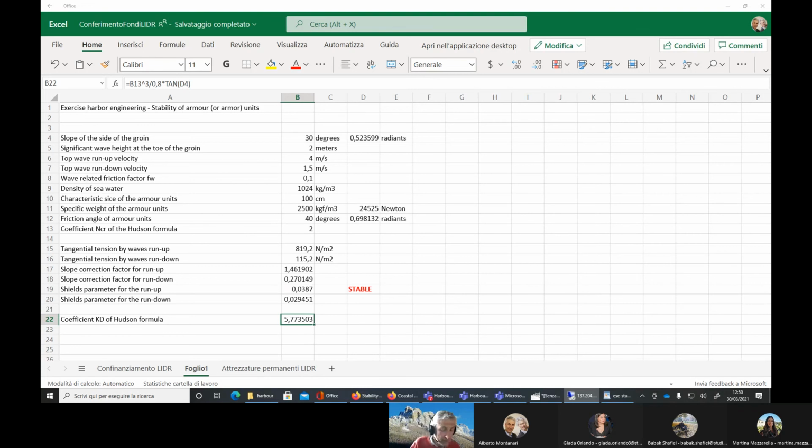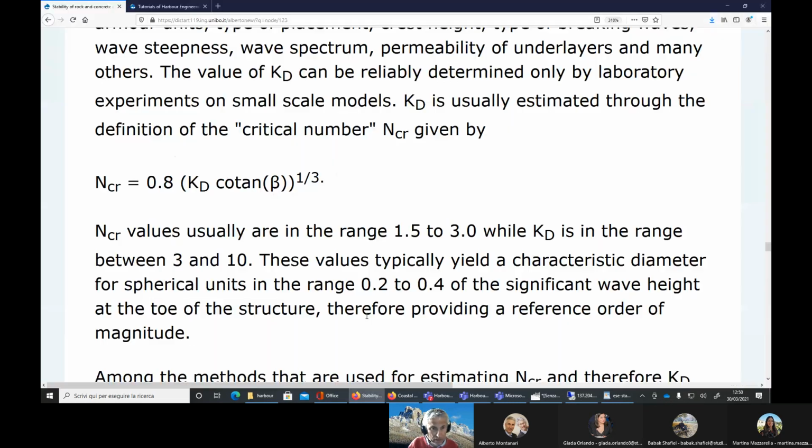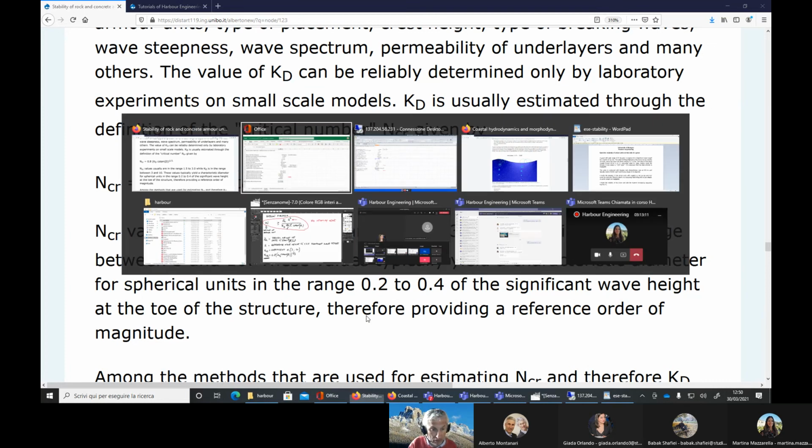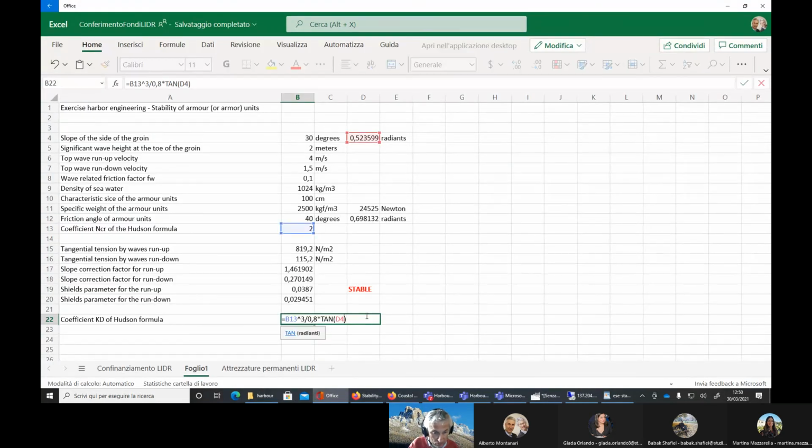Okay. So sorry, I have to divide it, let me look at the formula. I have to divide it not by 0.8, but by 0.8 to the power of 3. So here I need 0.8 to the power of 3. Now 9, okay, 9 is fine. The coefficient KD, the range of variation is between 2 and 10, more or less. So I think 9 is fine.